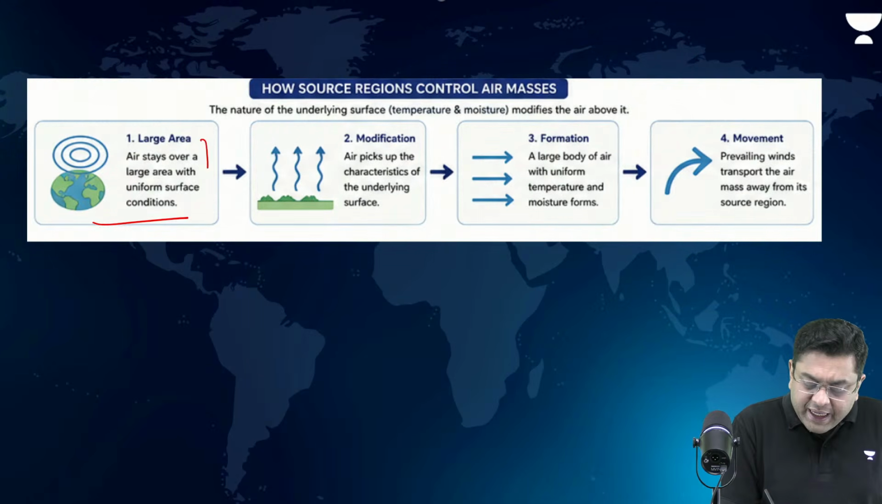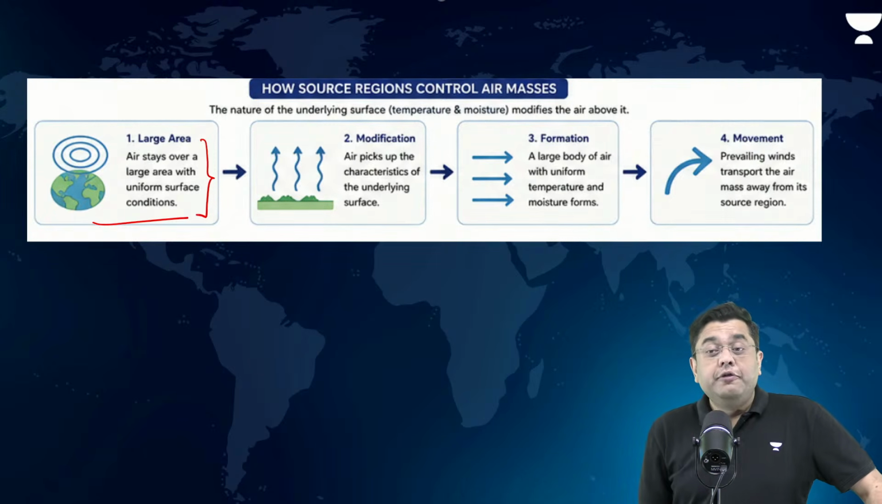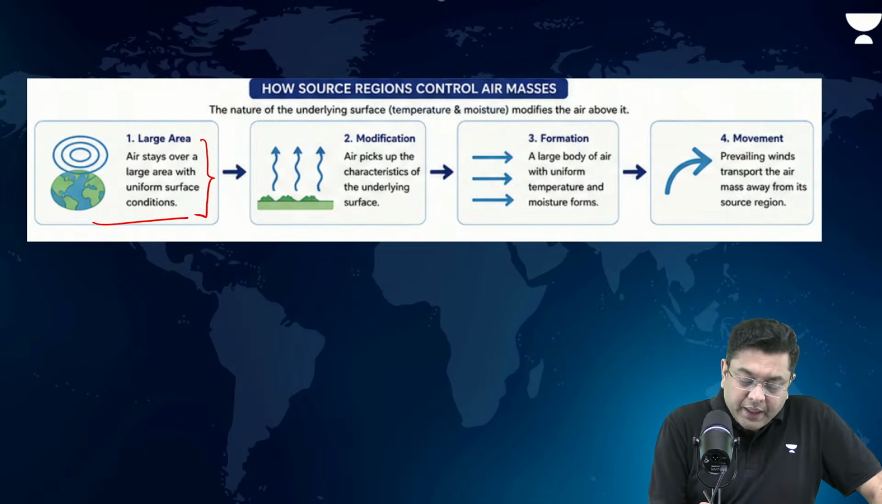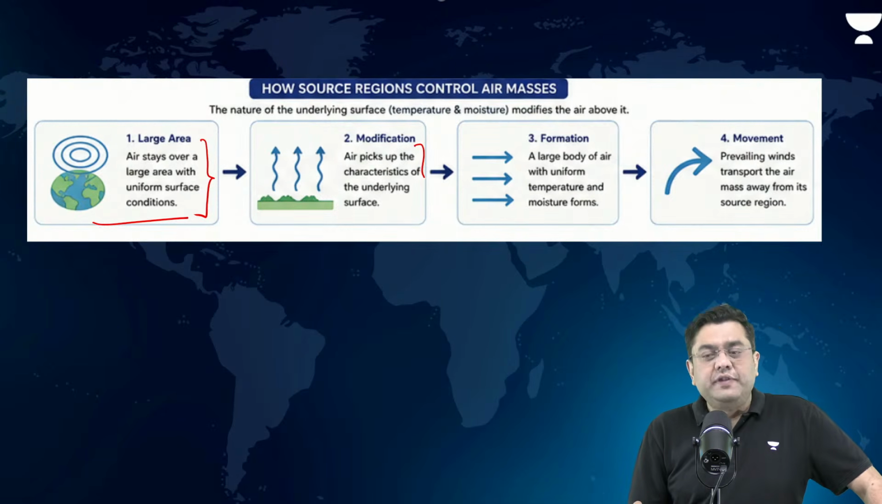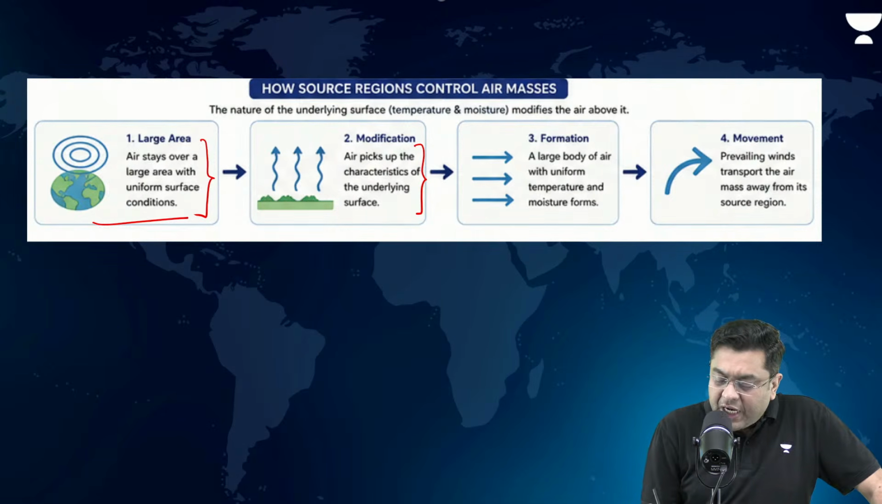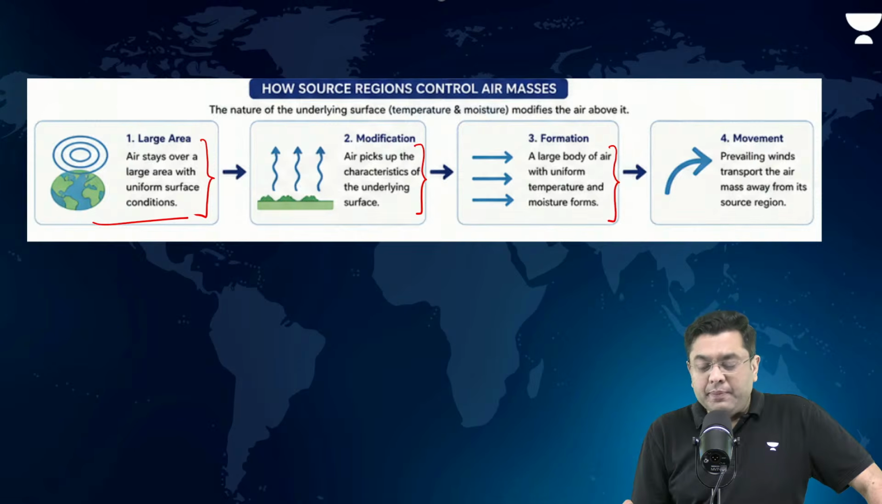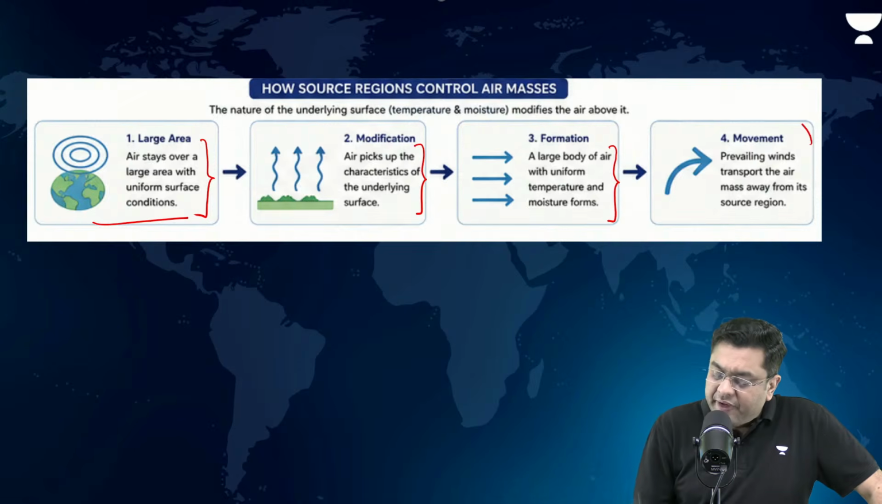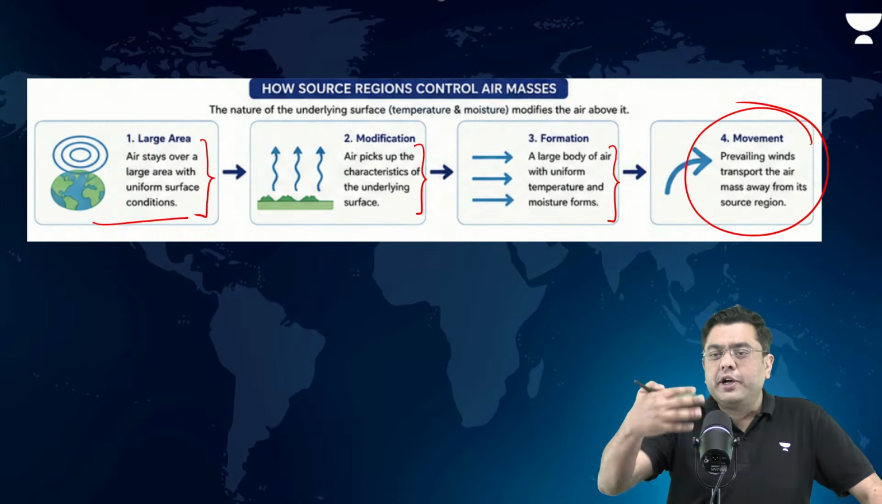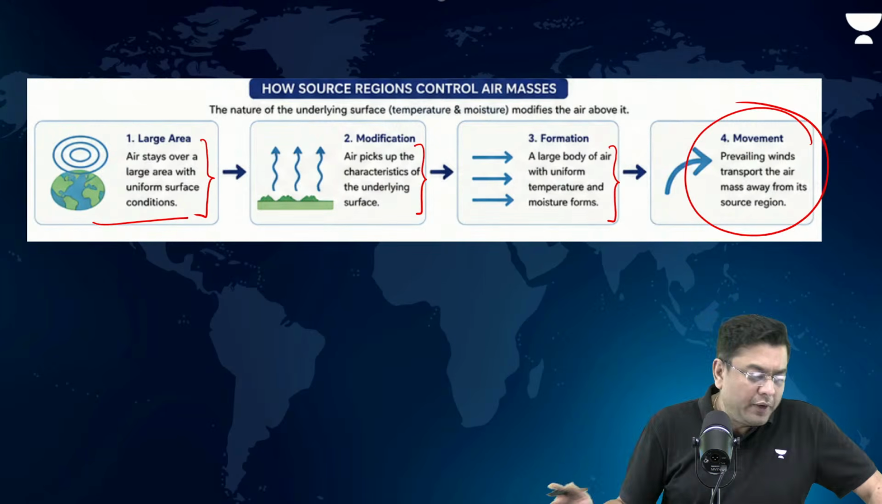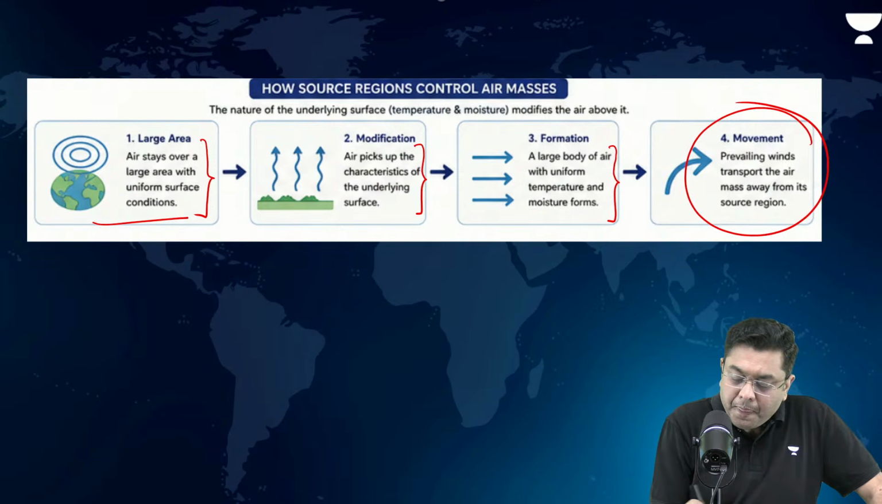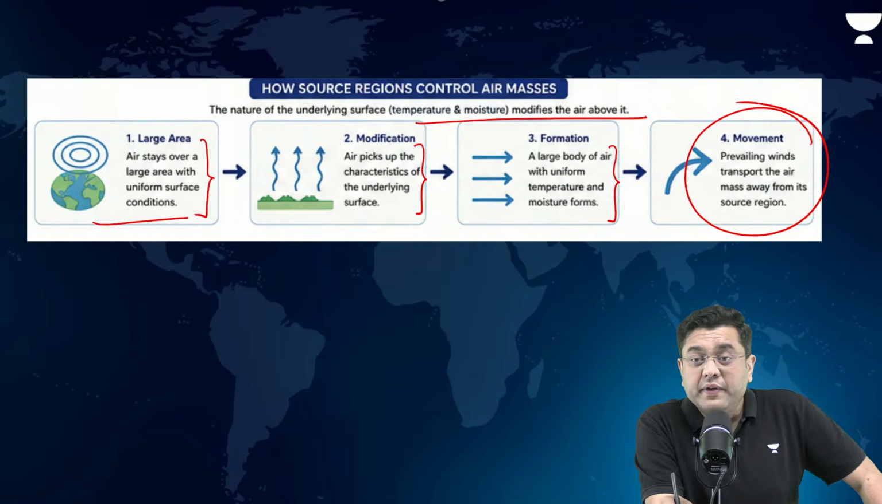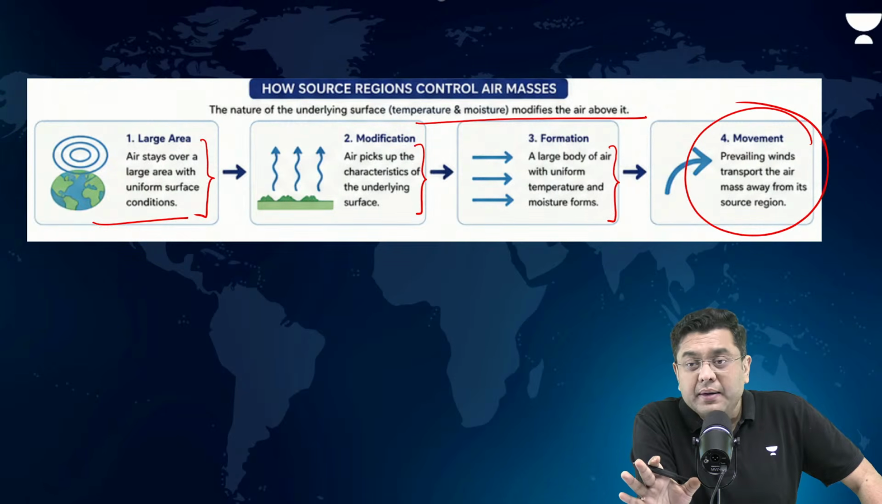So, first of all, air has to stay over the source region for a sufficient period of time. Then, air picks up the characteristics of the underlying surface. A large body of air with uniform temperature and moisture is created, and then eventually that air can be transported from one region to another with the help of the prevailing winds. Okay. So that is the case of these particular air masses and the source region.